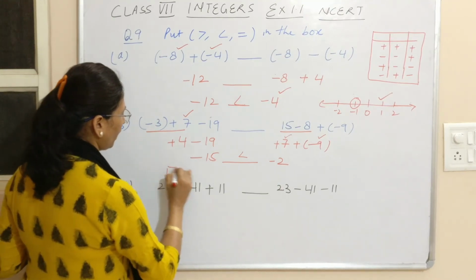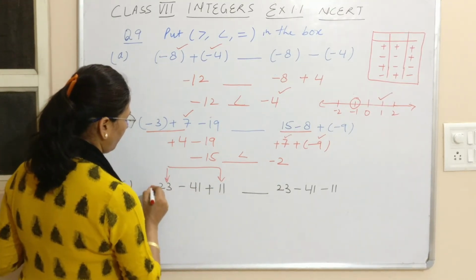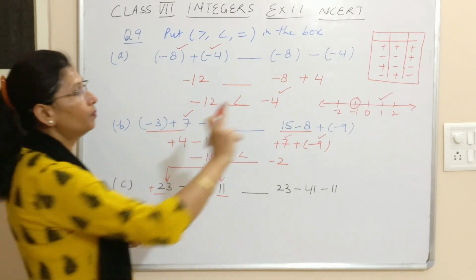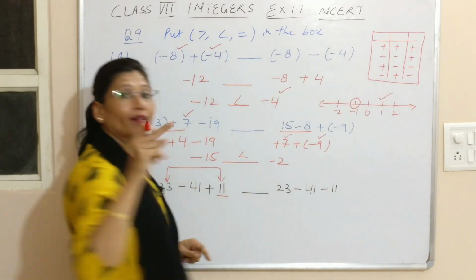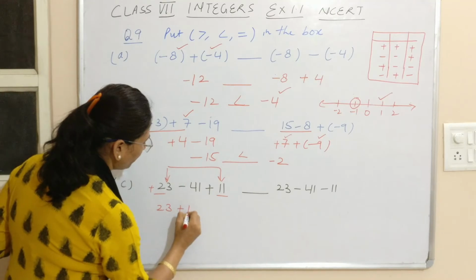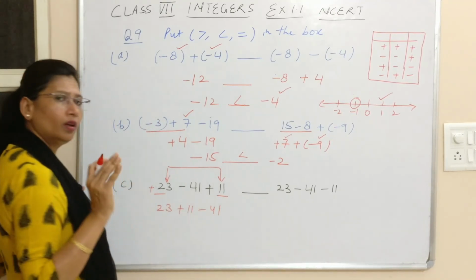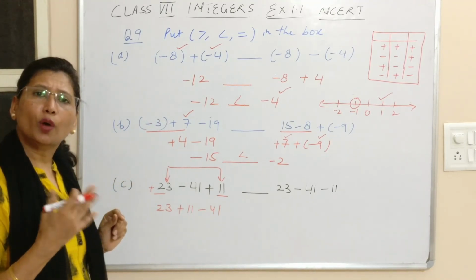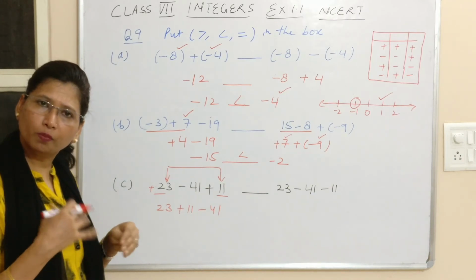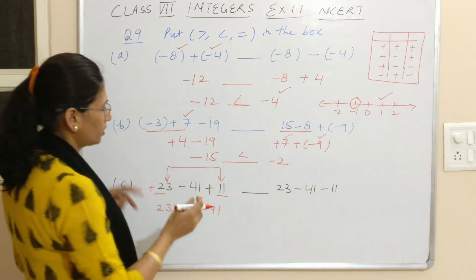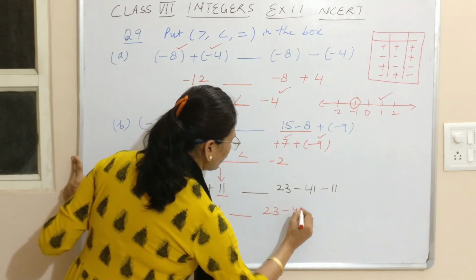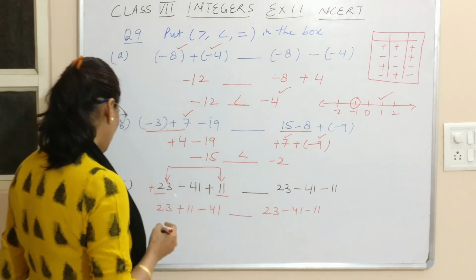So 23 and 11. If you see, they both are positive. So if you add positive and positive, they are added. Now what I can do is, I am putting them together. This is the commutative property. We can write a plus b plus c as a plus c plus b. The sign does not change. Now here also 23 minus 41 minus 11. I am not making any change here.